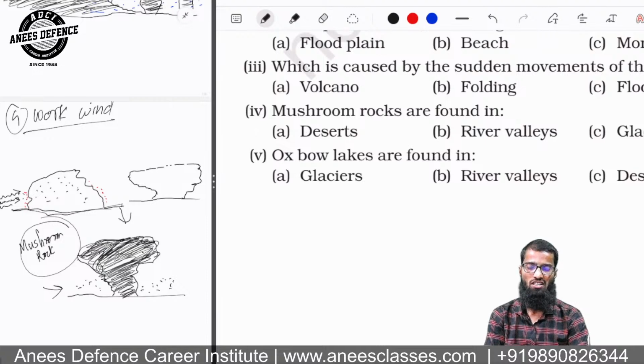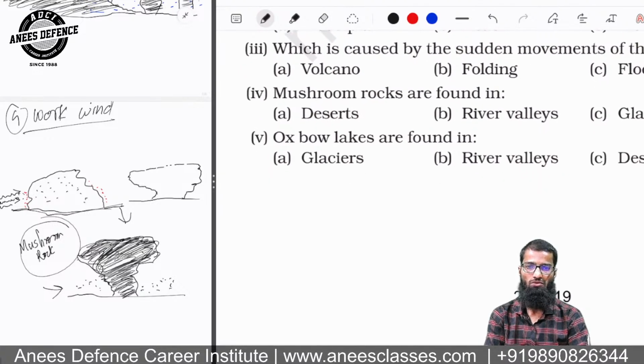We have seen the endogenic forces and exogenic forces. The volcano and earthquake are the sudden movements of the earth. Folding takes time, millions of years. For example, the Himalaya takes millions of years to create, and even the Himalaya is a young mountain. The floodplains also take time, and floodplains are not an endogenic movement; rather, they are exogenic forces caused by the work of a river.